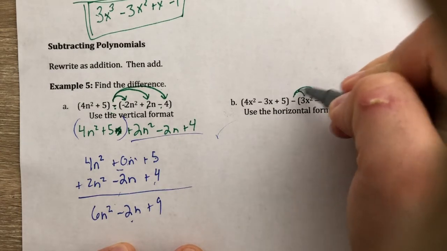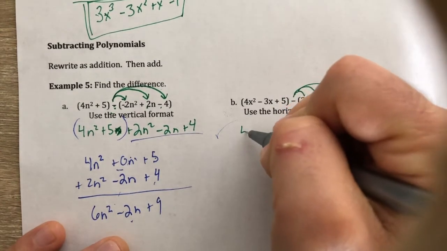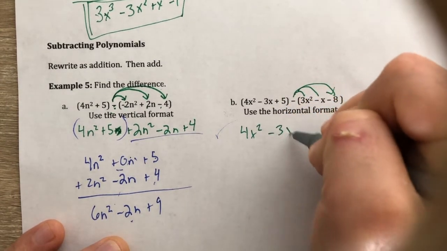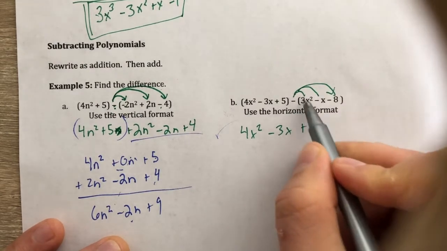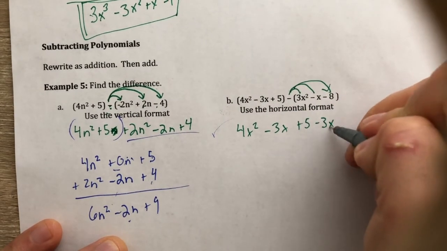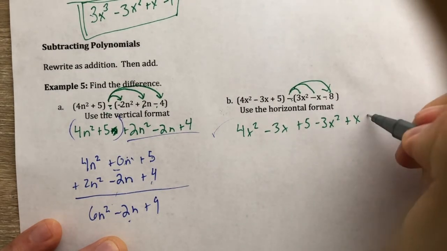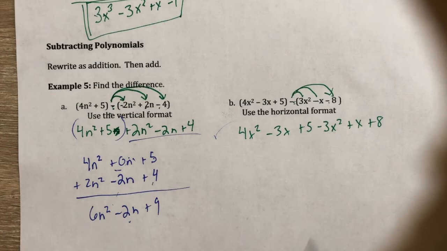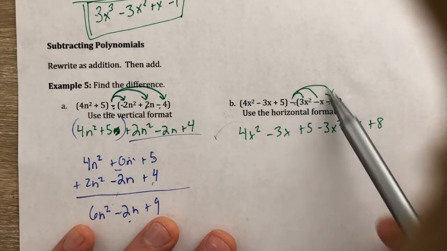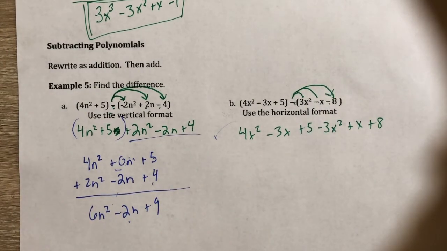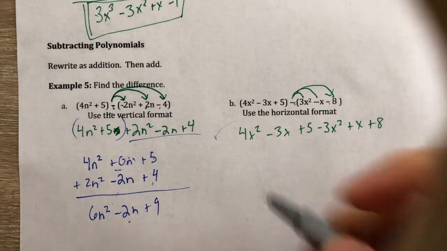The same thing happens here. The horizontal format, we're just going to distribute that negative sign and rewrite the problem as 4x squared minus 3x plus 5. Distributing the negative sign, this becomes negative 3x squared. Negative times a negative is positive x. Negative times a negative is positive 8. Note, I kept track of that negative sign for each term I multiplied it by. Now we go through and we combine our like terms.